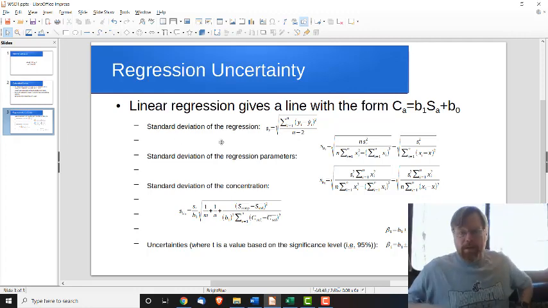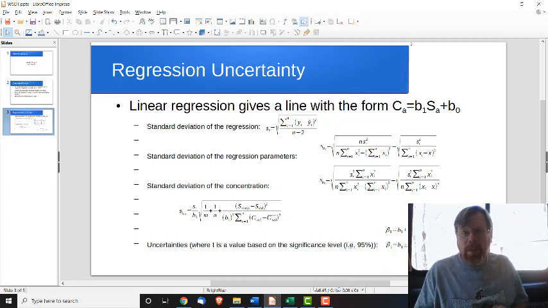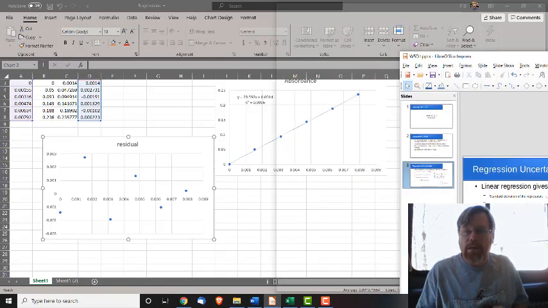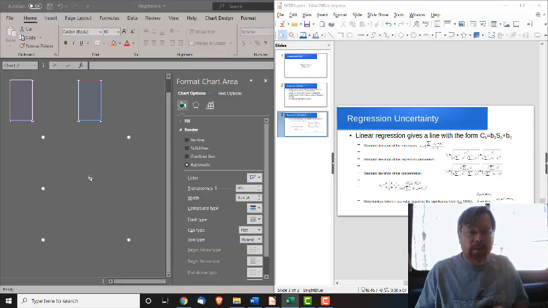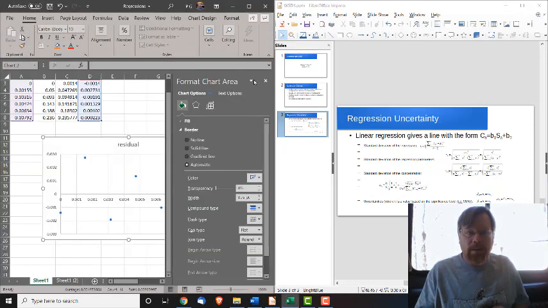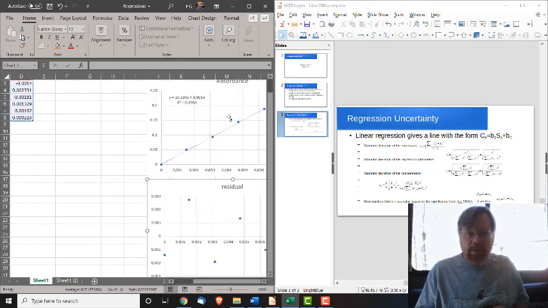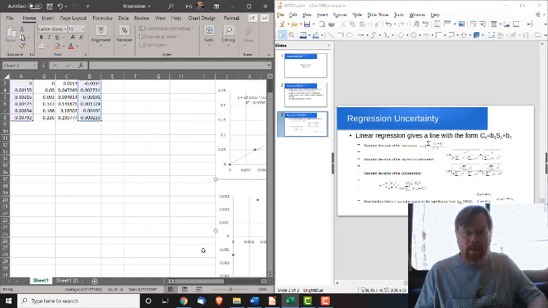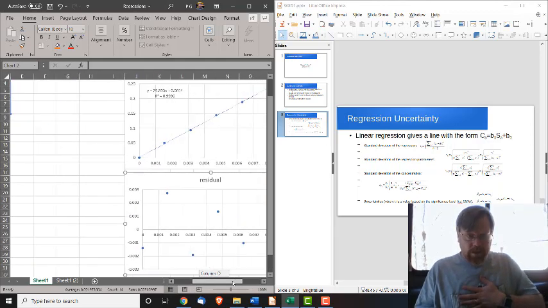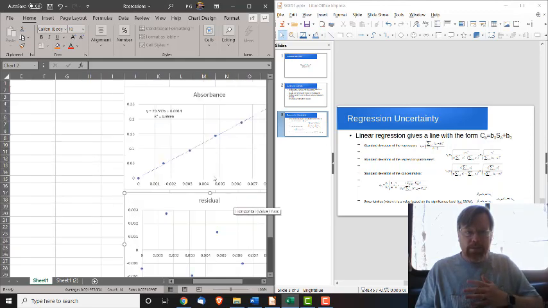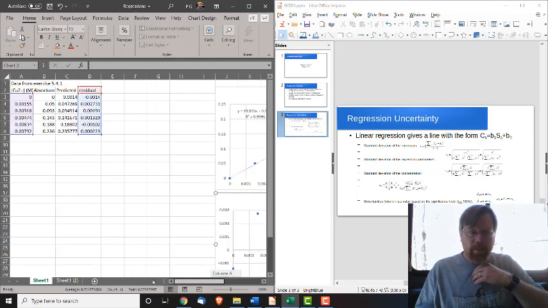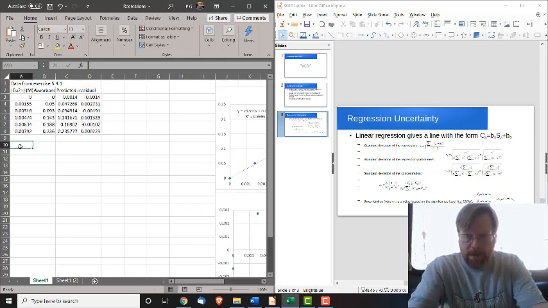So let's flip back over to Excel. Actually, let me do this. Split my screen here. Done with that. Let's get this out of the way. So let's say I have my best fit line here, and I want to know what the uncertainty is with it. So the first step to this is going to be calculating the standard deviations.